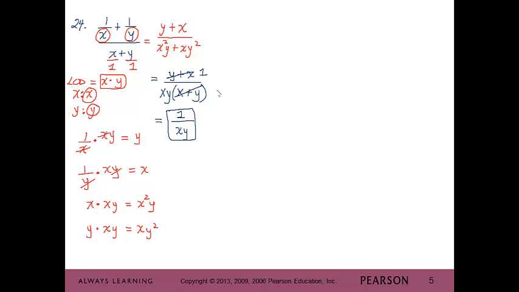Alright, number 29. Now we have 12 over x squared minus 3 over x, all divided by 15 over x minus 9 over x squared. So let's start by finding the LCD.